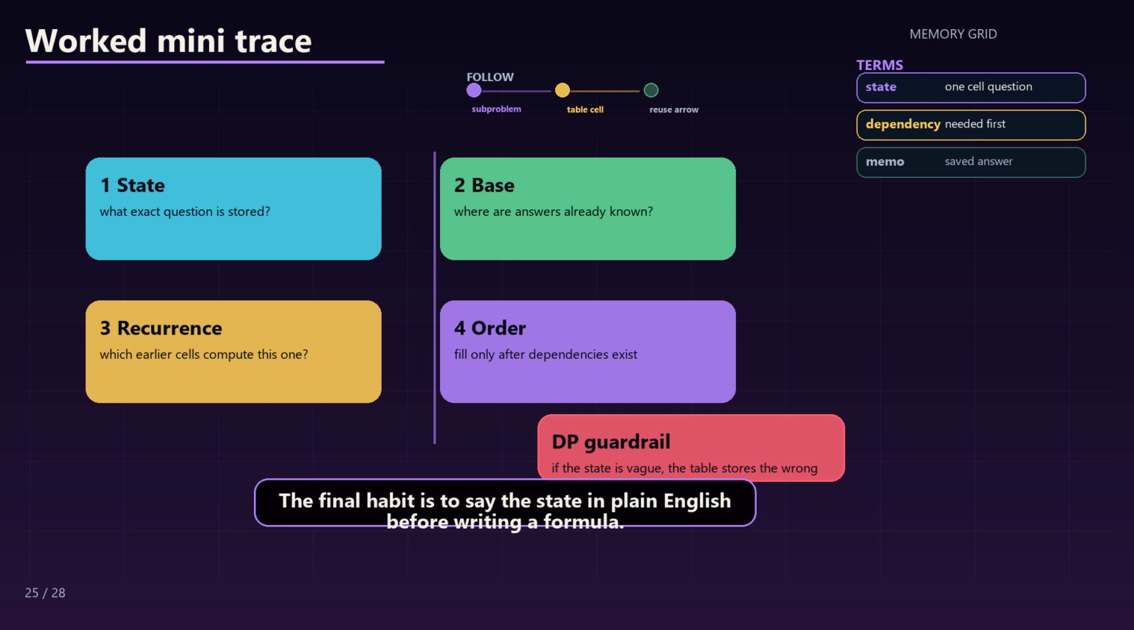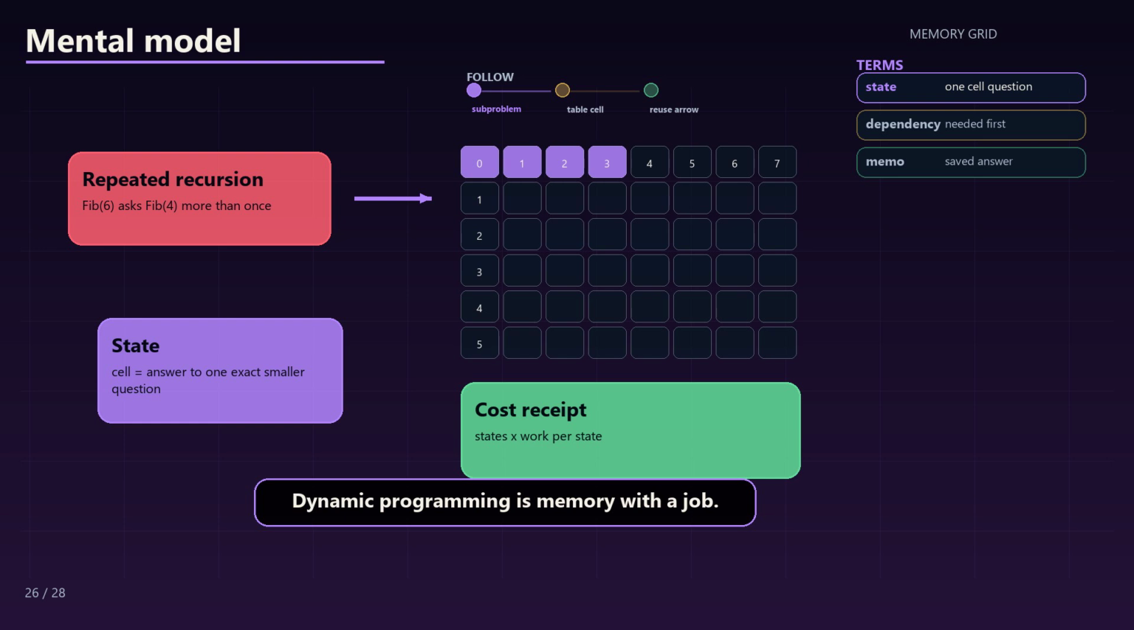The final habit is to say the state in plain English before writing a formula. If you cannot explain what one cell means, the recurrence will look official but the table will not actually teach or debug the problem. The real test is whether the table remembers a named question, not whether it merely fills space. Dynamic programming is memory with a job.